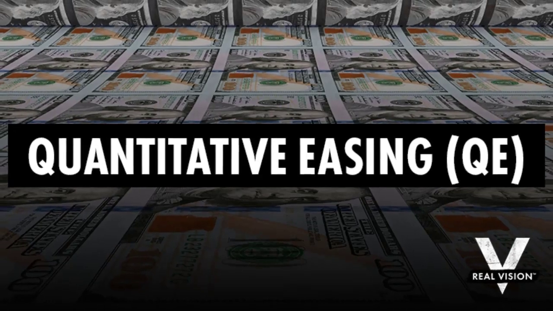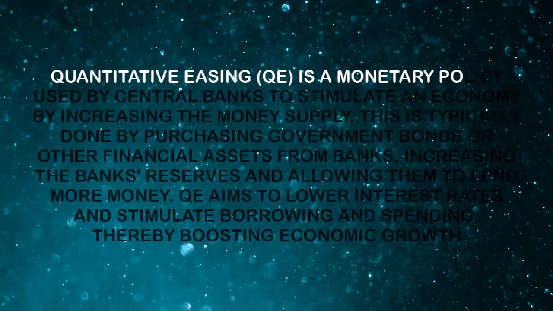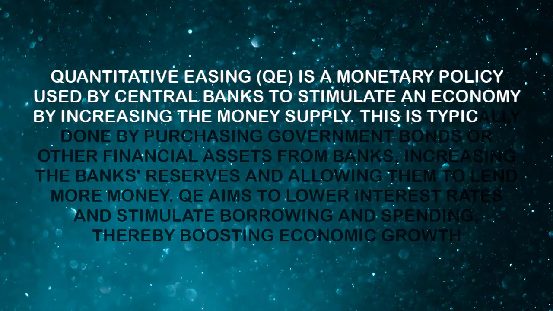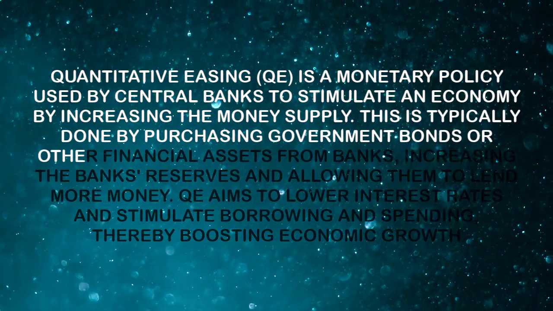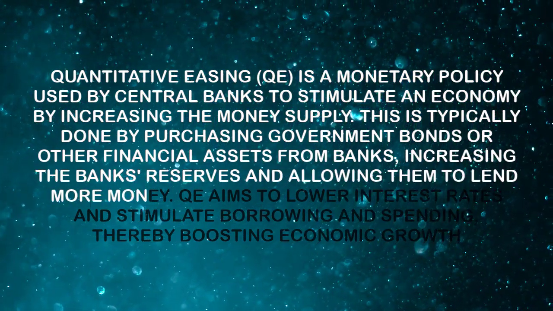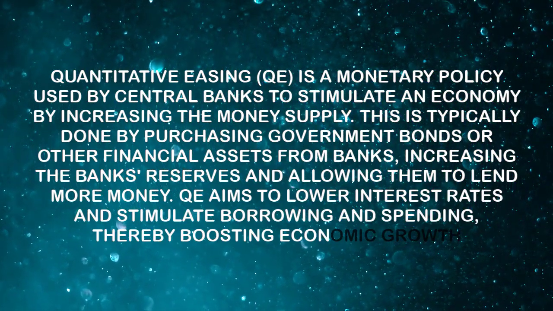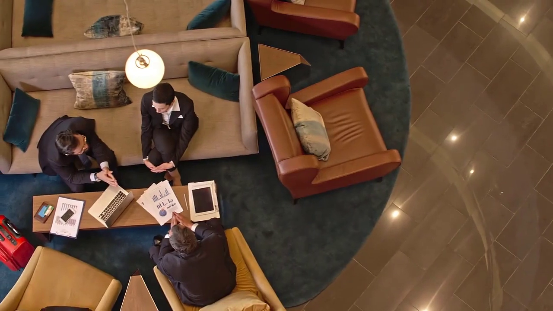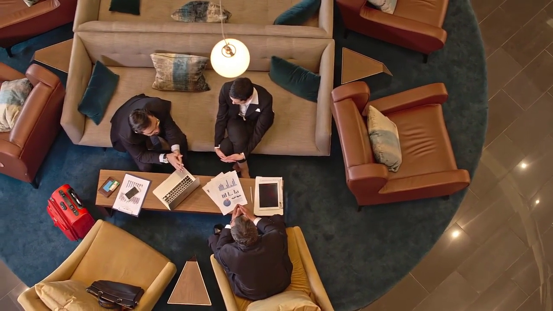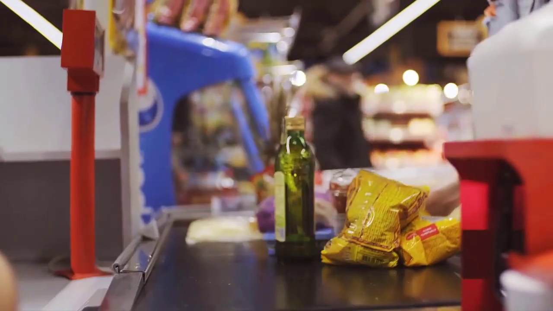Let us briefly touch on quantitative easing and its correlation to inflation. Quantitative easing is a monetary policy used by central banks to stimulate an economy by increasing the money supply. This is typically done by purchasing government bonds or other financial assets from banks, increasing the bank's reserves and allowing them to lend more money. QE aims to lower interest rates and stimulate borrowing and spending, thereby boosting economic growth. Inflation refers to a sustained increase in the general price level of goods and services in an economy over a period of time. It reduces the purchasing power of money and can lead to higher costs for consumers.